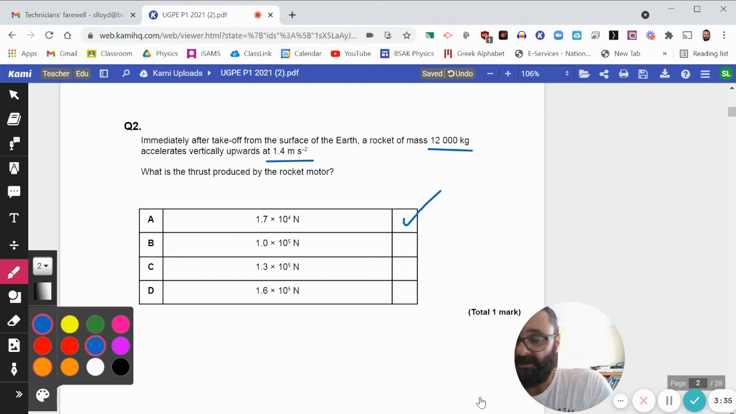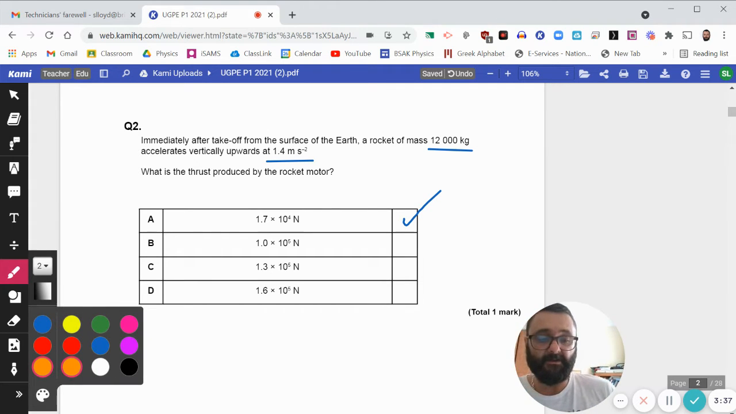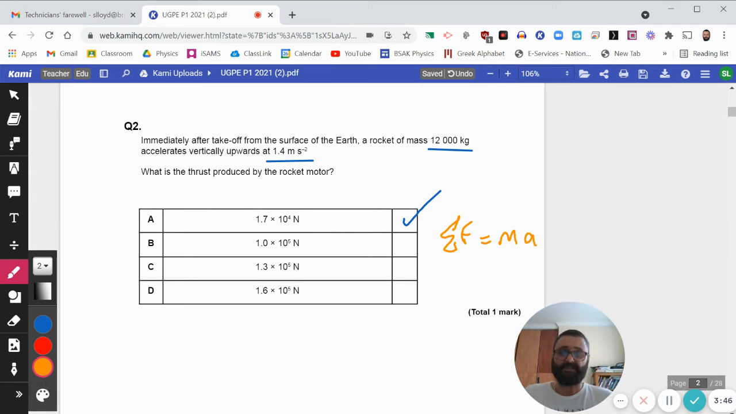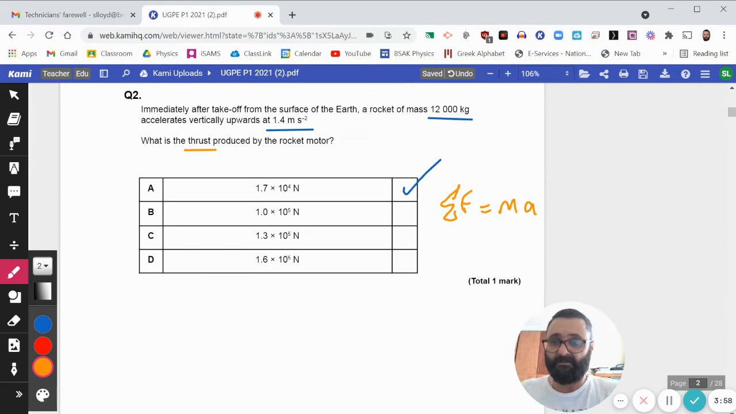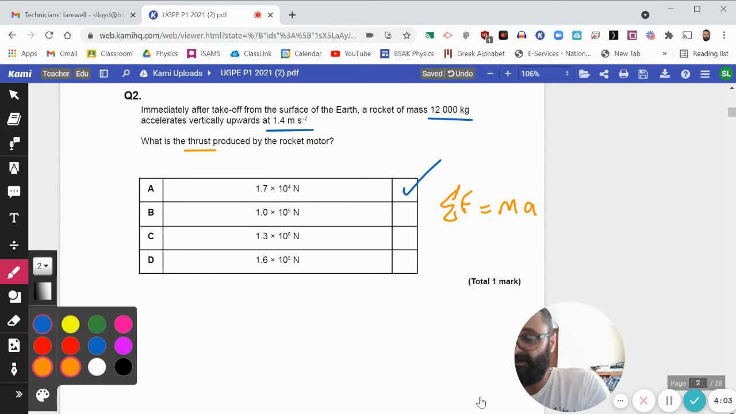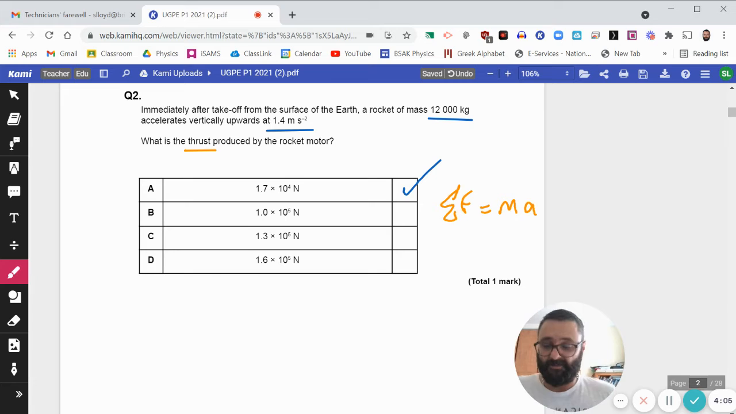Newton's second law equation is sigma F equals ma. What's sigma F? Sigma F is the resultant force. The F you're trying to calculate is not the resultant force. Why? What is the resultant force? It tells us that the rocket is accelerating vertically upwards from the surface of the Earth.